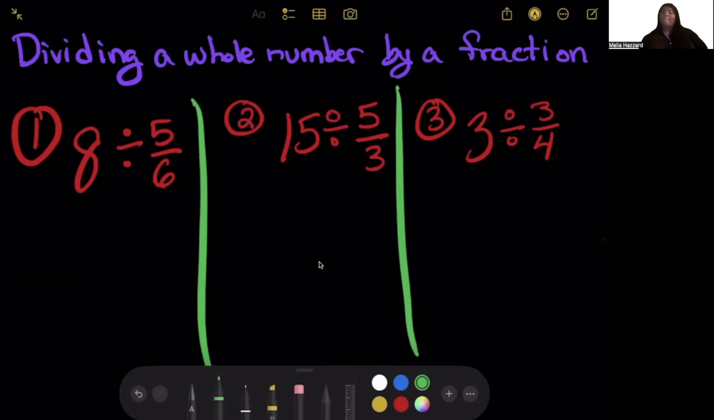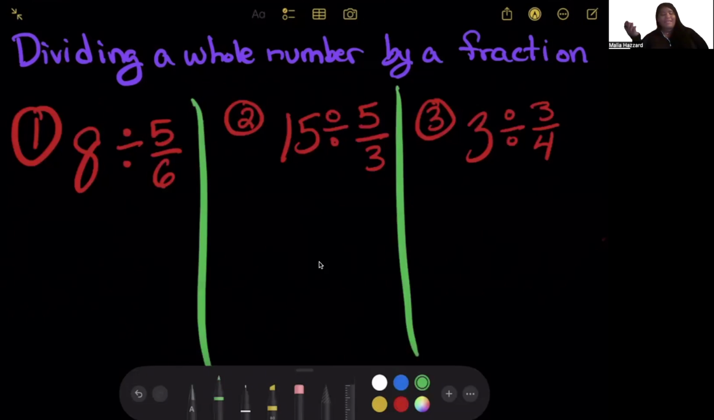Just like before, pause this video, take your time, pick whichever method makes more sense to you, and try it for yourself. Don't worry, I'll wait. All right, so hopefully you actually tried them on your own. I'm just going to go through using keep, change, flip and show you the correct answer.